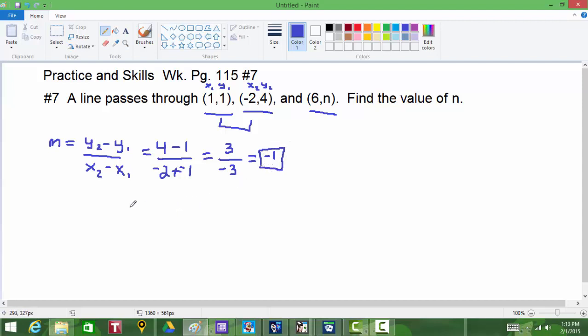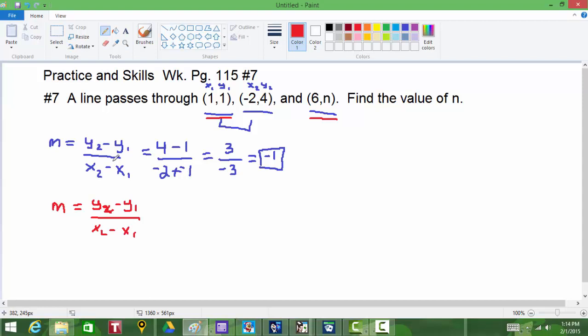And what I'm going to do this time is use, let's say, the first one and the last one. It really doesn't matter which points. We could use the first one and the last one, or the second one and the third one, as long as one of the points is the one that involves the n value. So I'm going to use the first and the third one. So let's start off with our same formula, x2 minus x1, and we're at this little 2 right here.